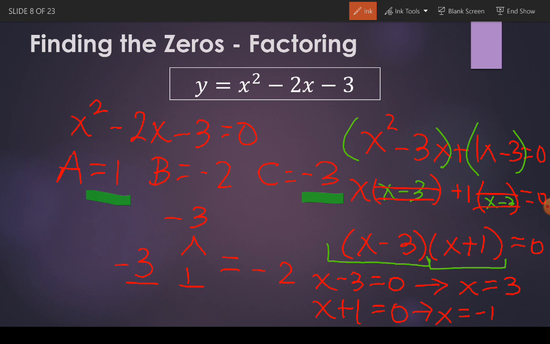Now, if we want to write our zeros as points, we can do that. So our final answers would be 3, 0, and I'll write our zeros over here just because I'm running out of room. So our zeros are 3, 0, and negative 1, 0. Okay.